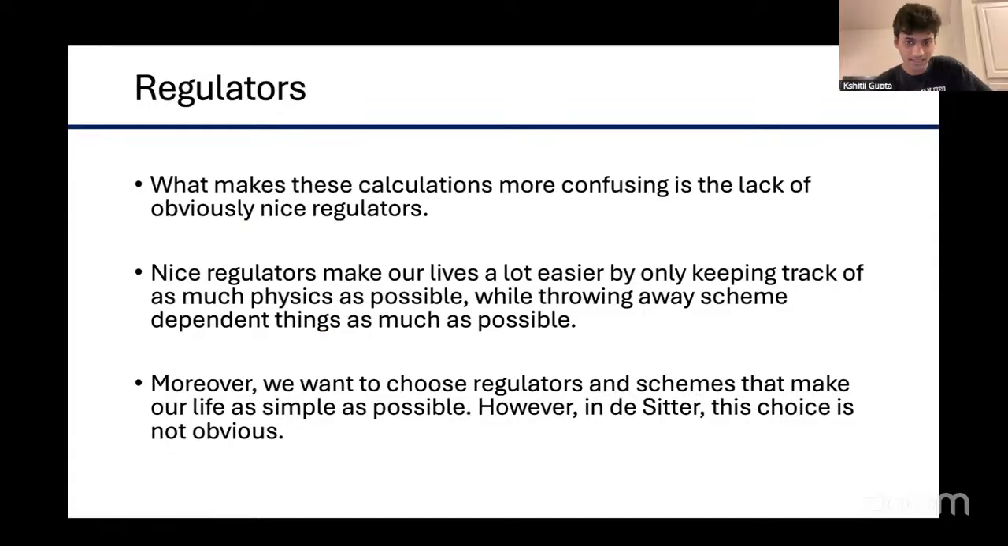And what makes these calculations even more difficult or confusing is that in de Sitter, we don't have very nice regulators, or obviously nice regulators. Usually in QFTs, we choose nice regulators because they try to keep track of as much of only the physics as possible, and the scheme-dependent things we try to throw away with our regulators. And DimReg often does that for us, at least in textbook QFT, flat spacetime, it works very well.